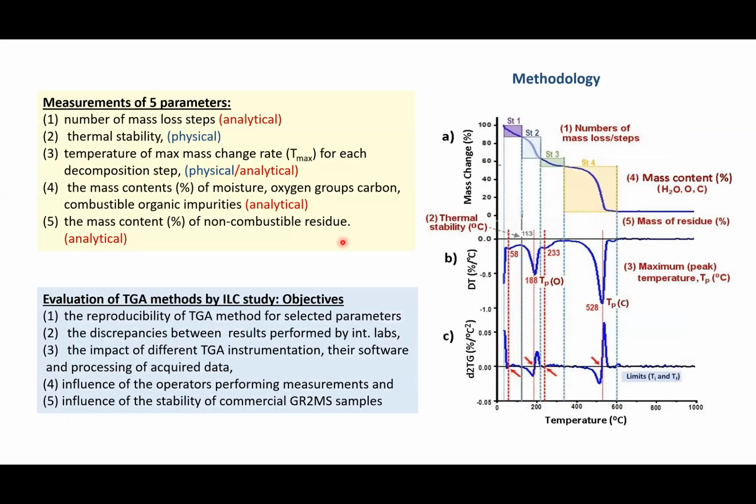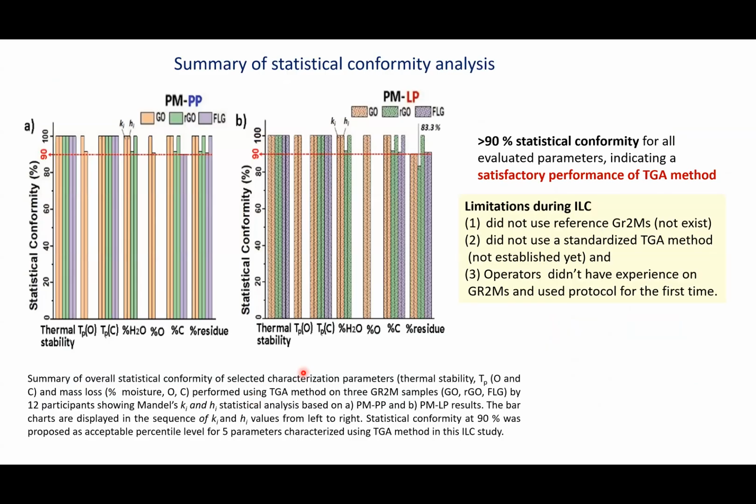In this study, we selected 5 different parameters, including physical and analytical ones, that are shown here. And specifically, we wanted to know the reproducibility of the selected parameters, variation between different labs, impact of different instruments, influence of operators, and influence of stability of commercial graphene samples. I'm not showing all the results. Here is just a summary showing statistical conformity analysis by Mandel's k and h parameters.